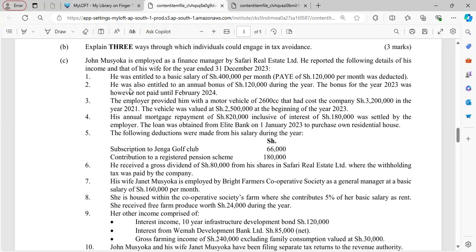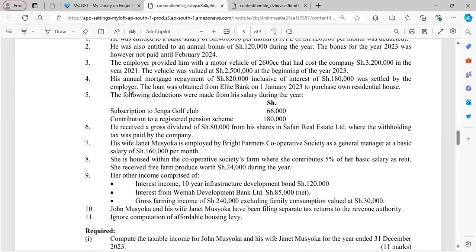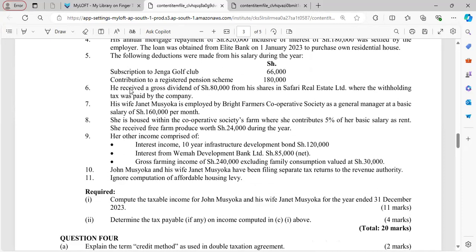So we have been told that John Muthioka is a finance manager by Safari Real Estate Limited. He reported the following details of his income and that of his wife in the year ended December 2023. And I remember being able to do all these for the benefit of the class. Now, remember, we have been told to do the computations for Muthioka, both for him and for the wife. So there is something I just wanted to clarify regarding those computations.